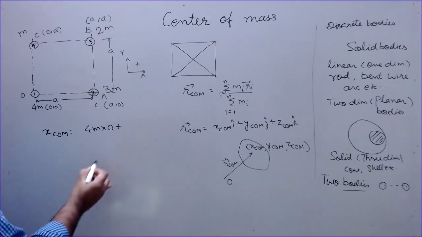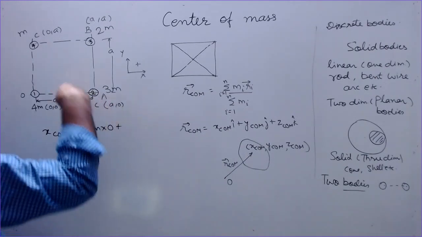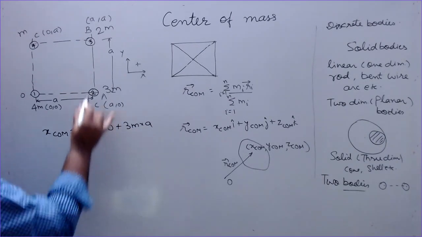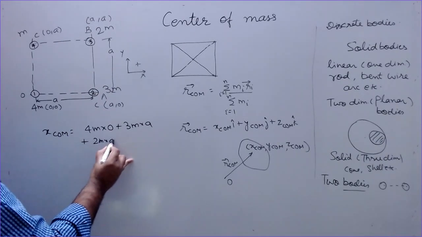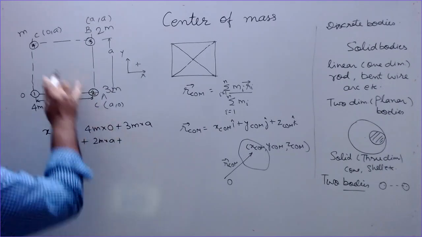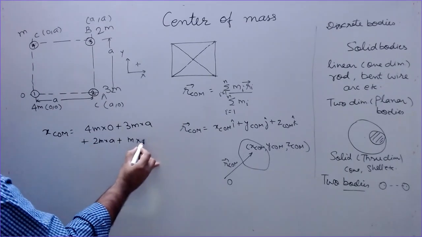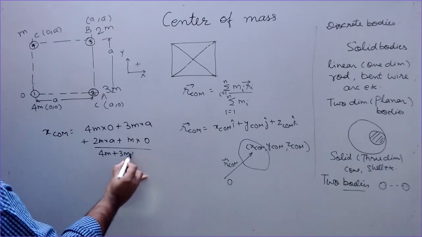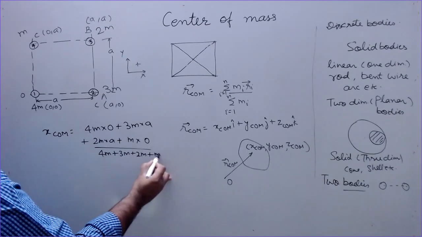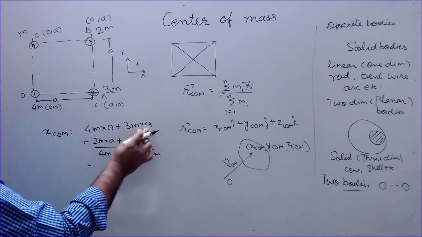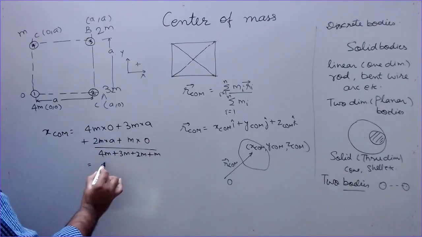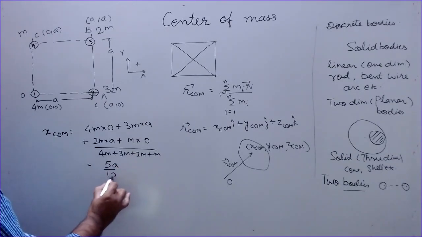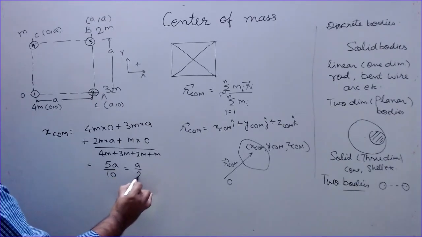Its x coordinate plus M2, I'm taking this as 2, you can take any order, 3M into A plus 2M into A plus this is M into x coordinate is 0 divided by total mass. Zero, 3MA, 3 to 5, so 5A divided by 10 or A by 2.